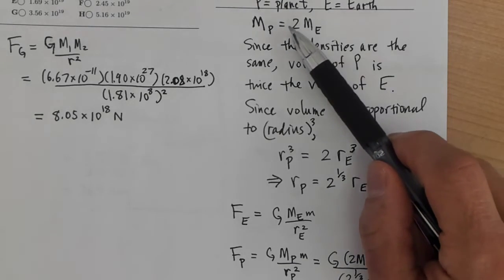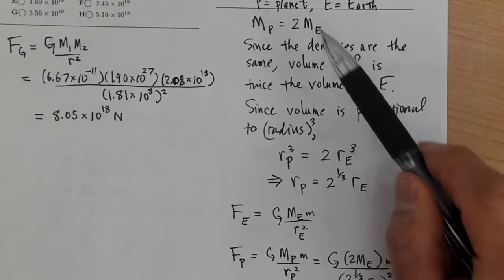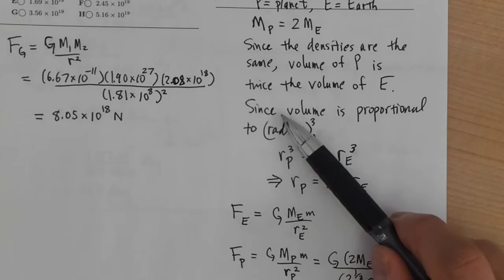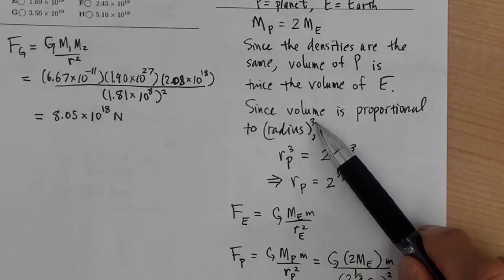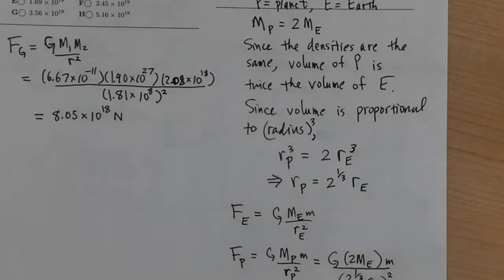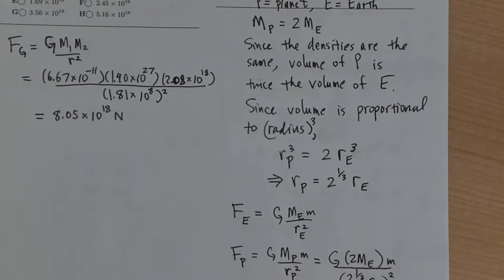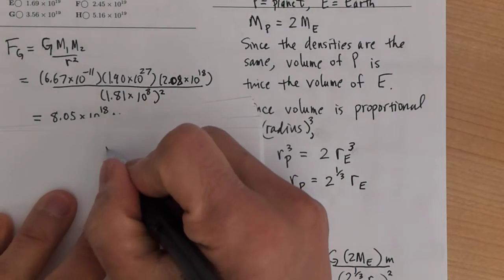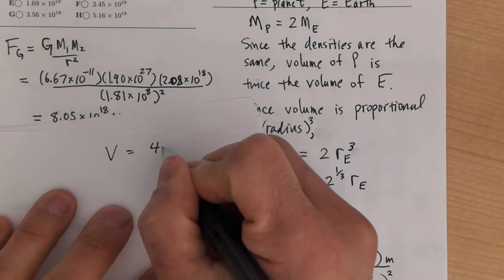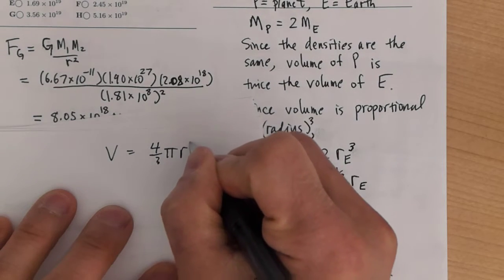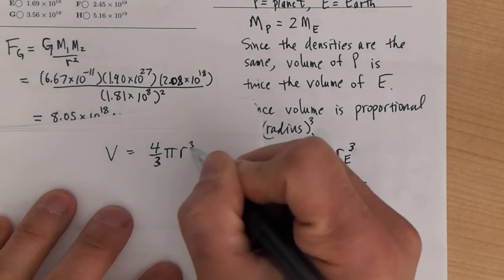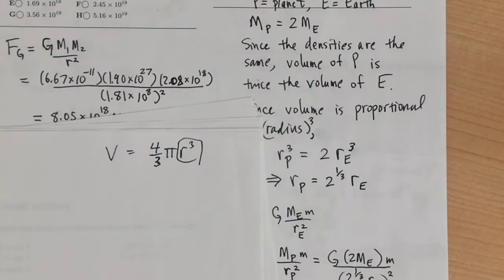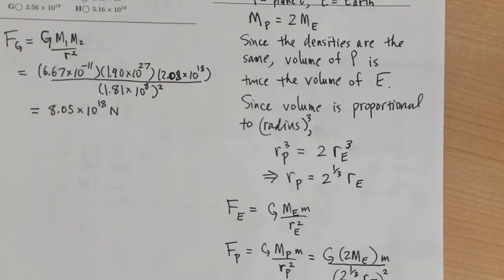Okay, if the densities are the same, you need twice as much volume for P to have twice as much mass. Now, because the volume is proportional to radius to the third power, in fact, the formula for the volume of a sphere is 4/3 pi r cubed, if you were wondering about that. But the main point is it's proportional to the radius to the third power.